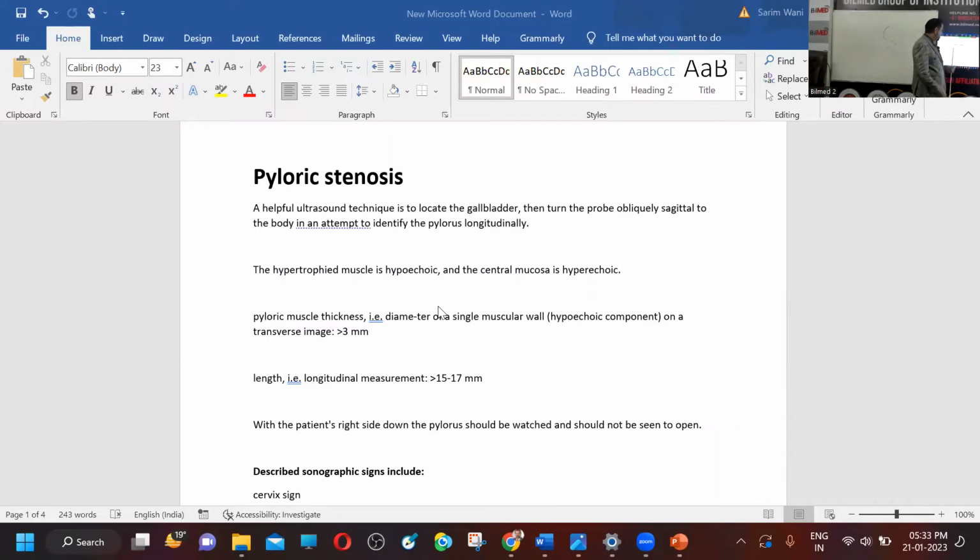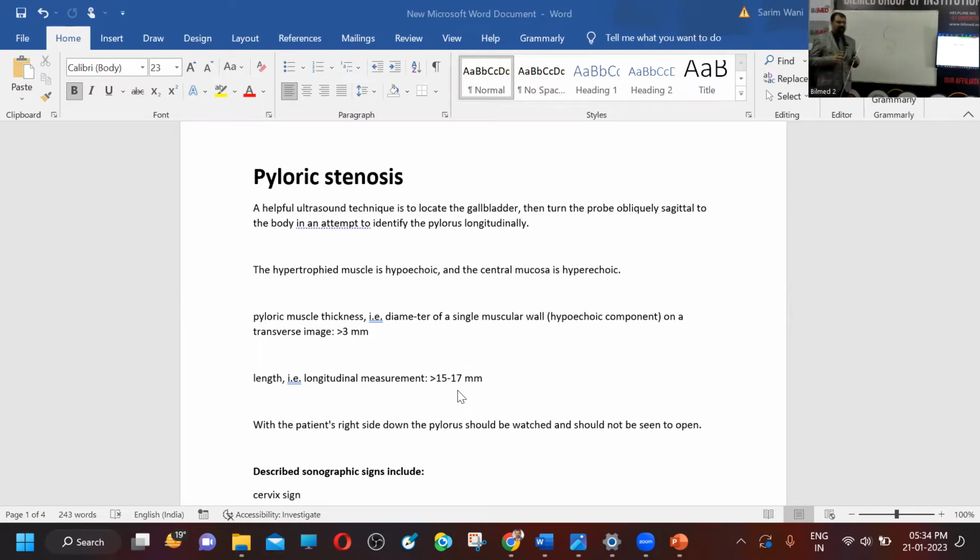Now, pylorus thickness, how much should it be? The single muscle wall has to be more than 3 millimeters to be abnormal. So normally it is less than 3 millimeters. And here is the length also. The length of the pylorus should not be more than 15 millimeters. So 3 millimeters, the muscle thickness, and not more than 15 millimeters, the length of the pylorus.